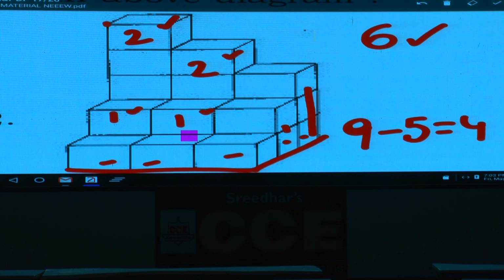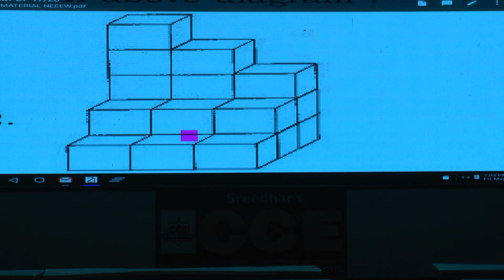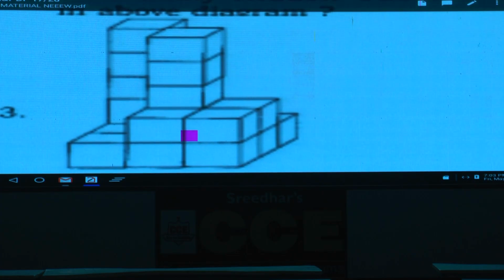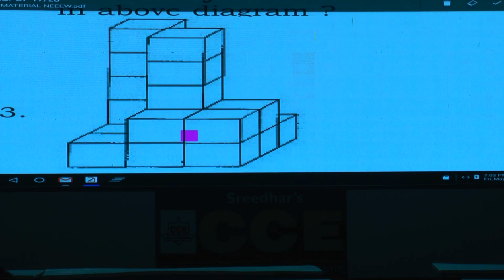Then 13. Now question number 13. Now in this 13, again tell me how many blocks? 1, 2, 3, 4, 5 blocks. Out of these 5 blocks, if you observe here, 1, 2, 3, 4 were seen and 1 cannot be seen. Here in this one, again 5 blocks, out of which 3 were seen, 2 cannot be seen, isn't it? 1 plus 2. Then coming to this cube, it is seen at the bottom.